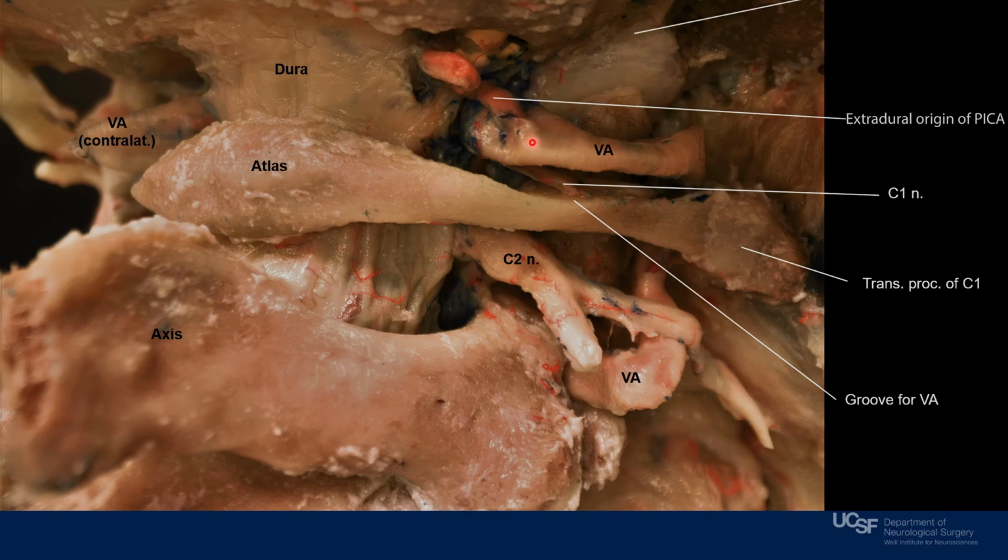Something interesting about this specimen is an extradural origin of the posterior inferior cerebellar artery, which could be a variation that needs to be taken into account while doing any craniocervical approach, since this is a very important blood supply for the structures in the posterior fossa.